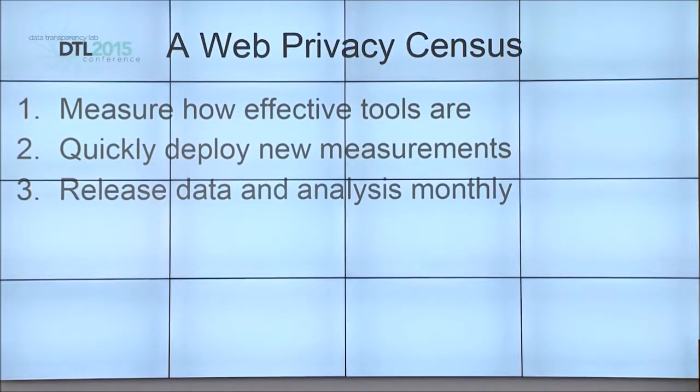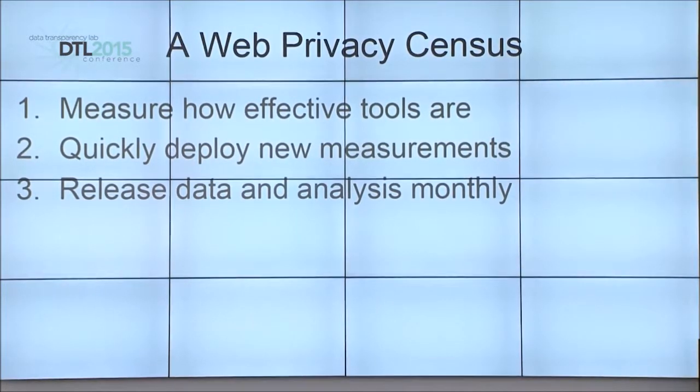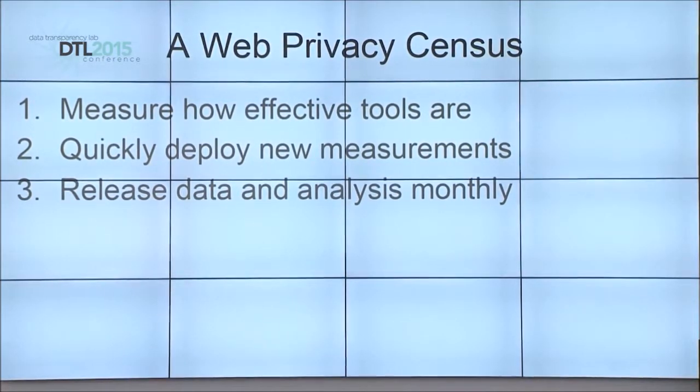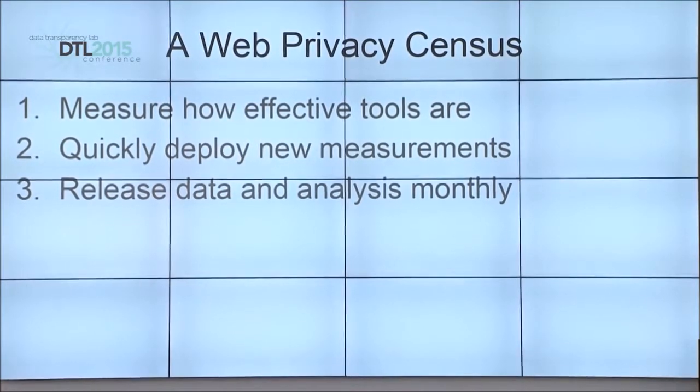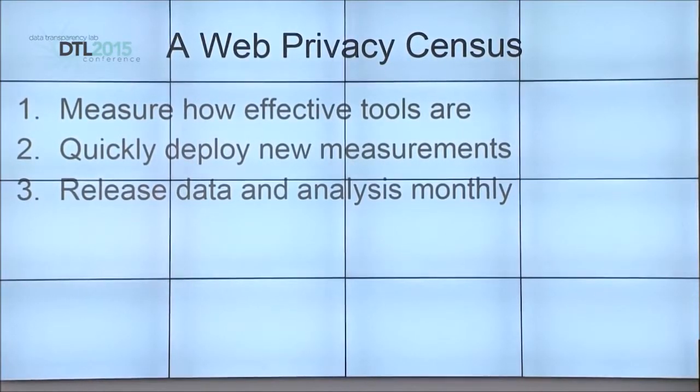We can test that as well and see how well it's doing. So the census will let us do things like measure how effective these tools are, and quickly deploy new measurements. Maybe if we see a new fingerprinting API, we can easily wrap that into the next month's crawl. And also release the data and the analysis monthly. So maybe that can be built into other studies, or into, say, consumer-facing tools about how much tracking is going on on each first party.